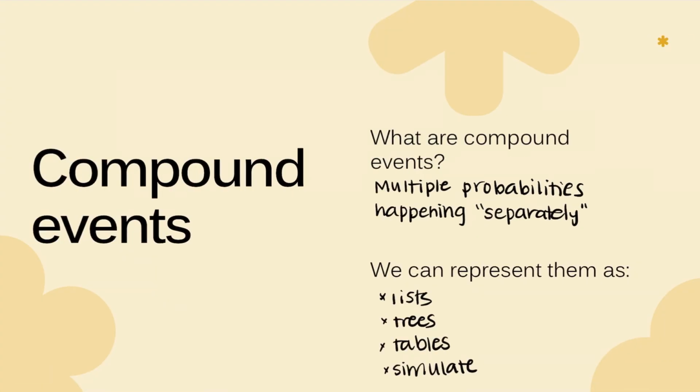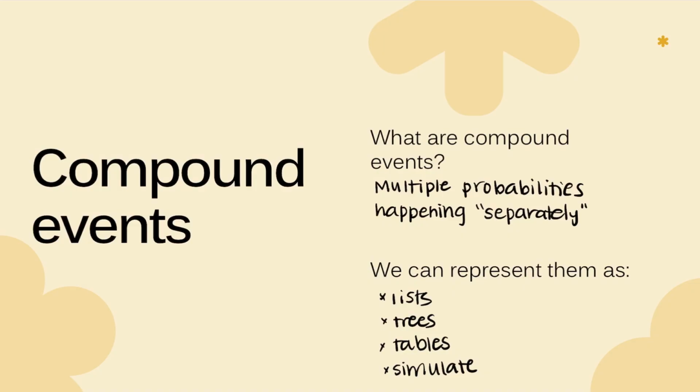Compound events are multiple probabilities happening separately. They can happen simultaneously, kind of like rolling 2 dice at the same time, where they aren't really interacting with each other per se, or it's things happening in succession. So you roll something once, and then once you're done with that, you roll again. Compound events are basically the opposite of single events, where you just have more than one probability happening.